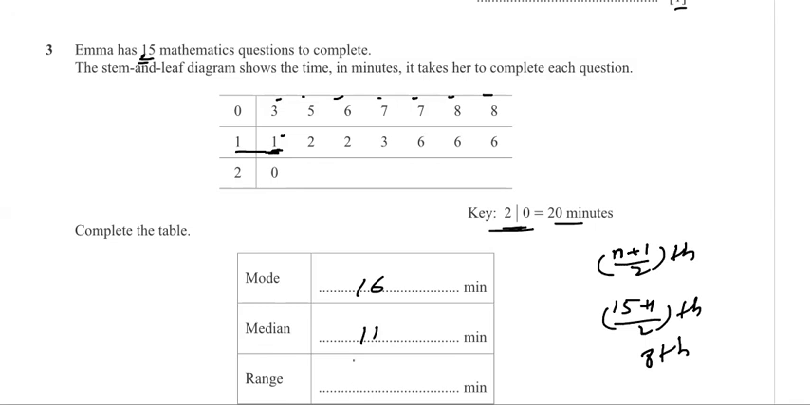Then the range. Range is the highest value. What is the highest value? 20 minus the lowest value. The lowest value is this 0.3. So that will be 17. So 17 minutes is the range of that. Easy question.